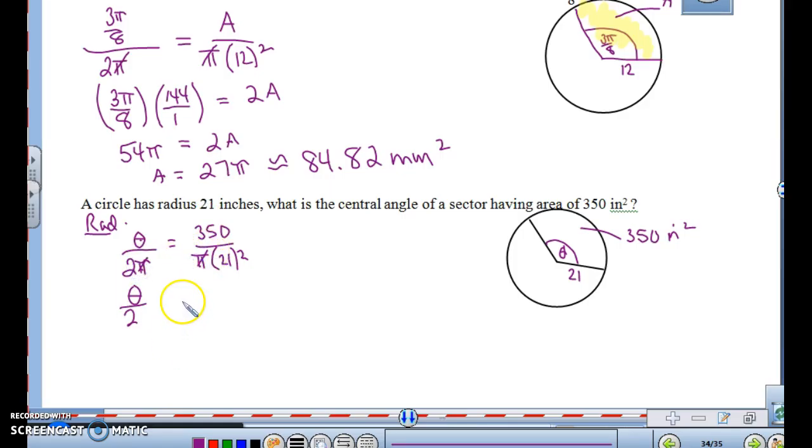Okay, so it's going to be theta over 2 is equal to 350 over 21 squared, which is 441. So we get 441 theta is equal to 700. And divide by 441, and 700 divided by 441 is approximately 1.59 radians. Okay, so that is radian measured.